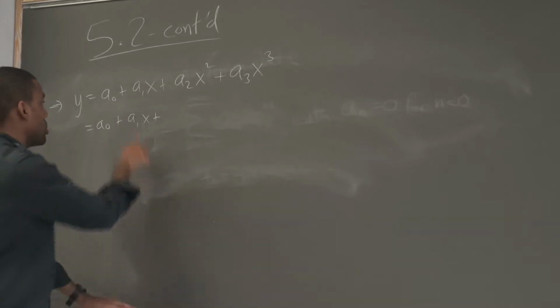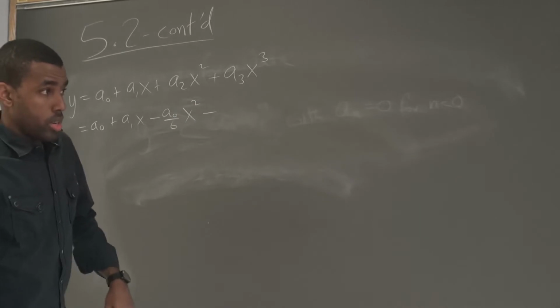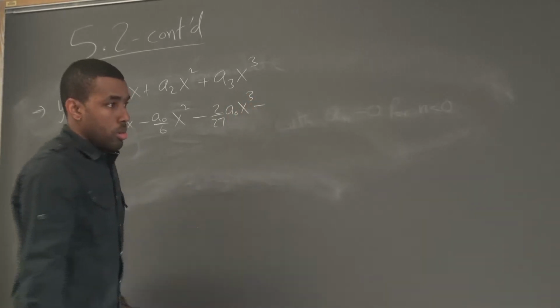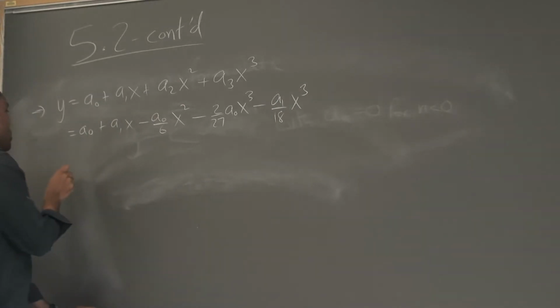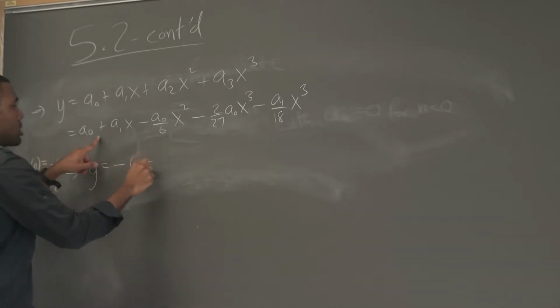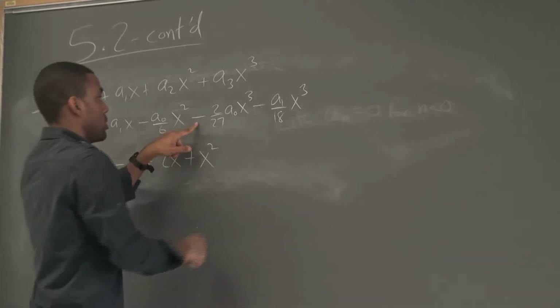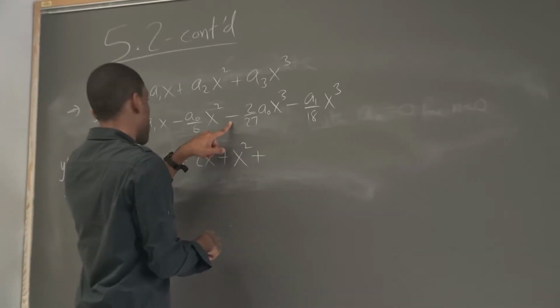Our a2 is minus a0 over 6. Our a3 is minus 2 over 27 a0 minus a1 over a2. And now we can put in our initial conditions. We know that y of 0 is minus 6 and y prime of 0 is 2. This gives us that y is minus 6, 2x, minus 1, well plus 1 now. A0 is minus 6, right? So this gives us plus 1.